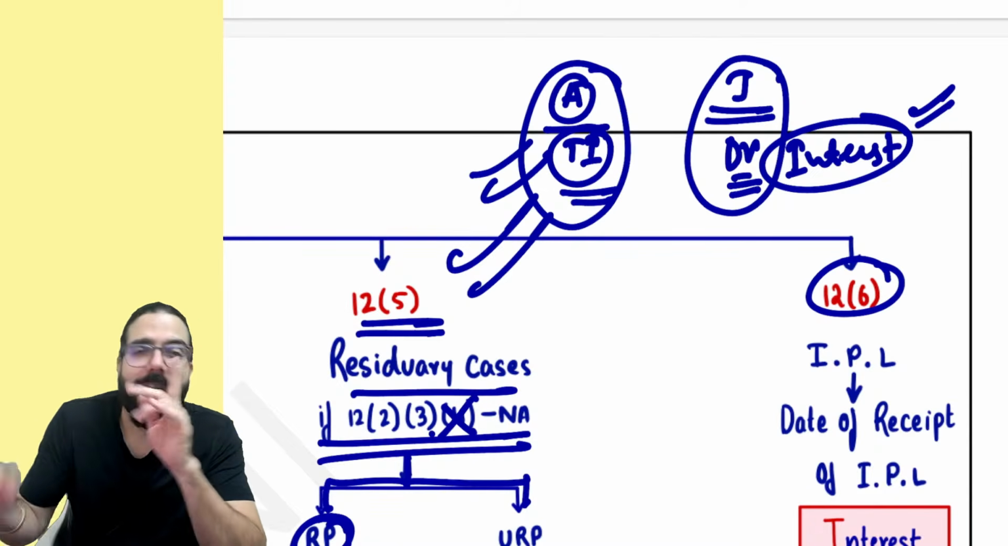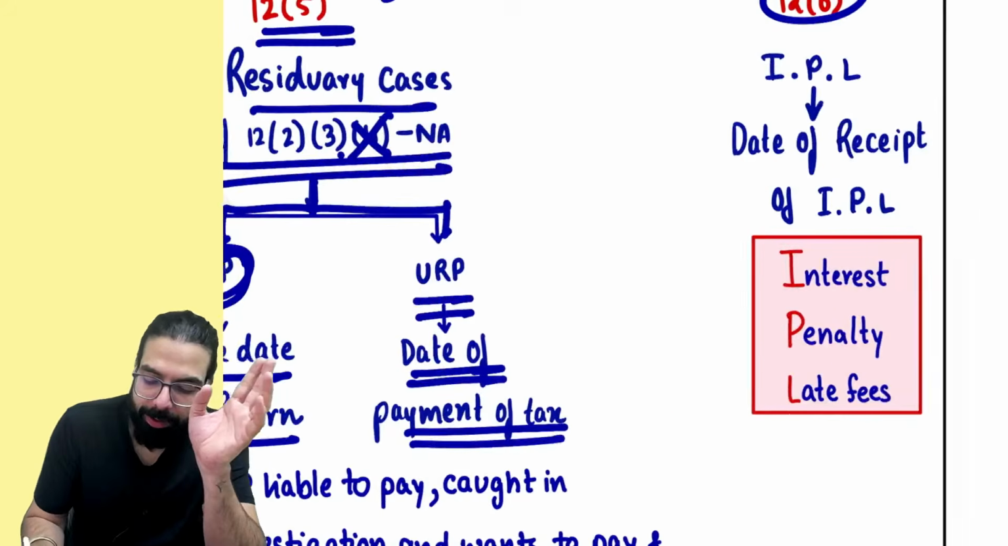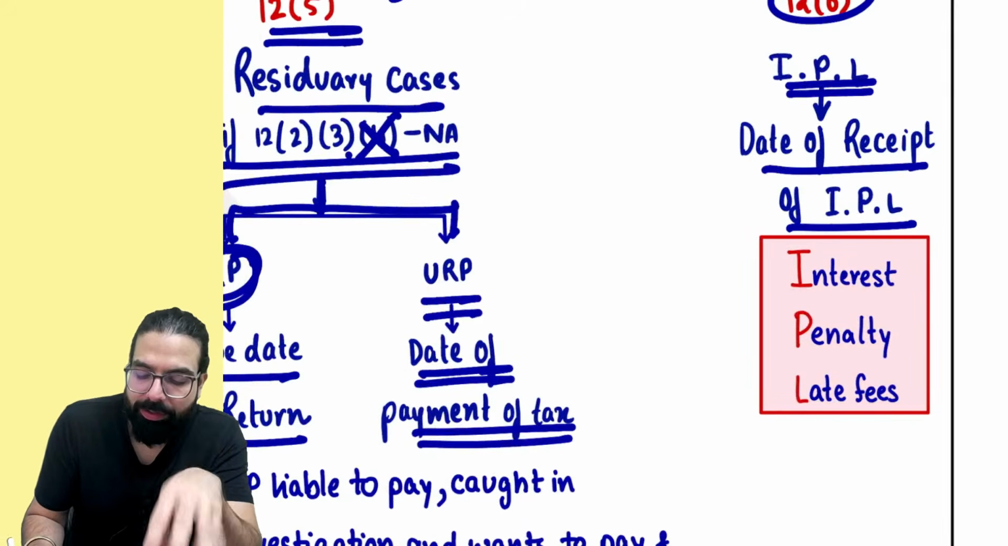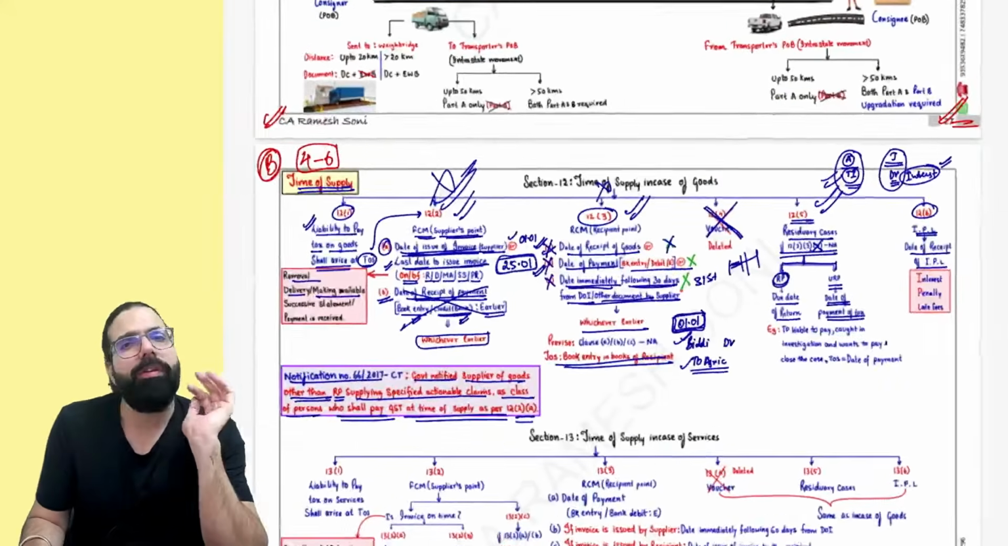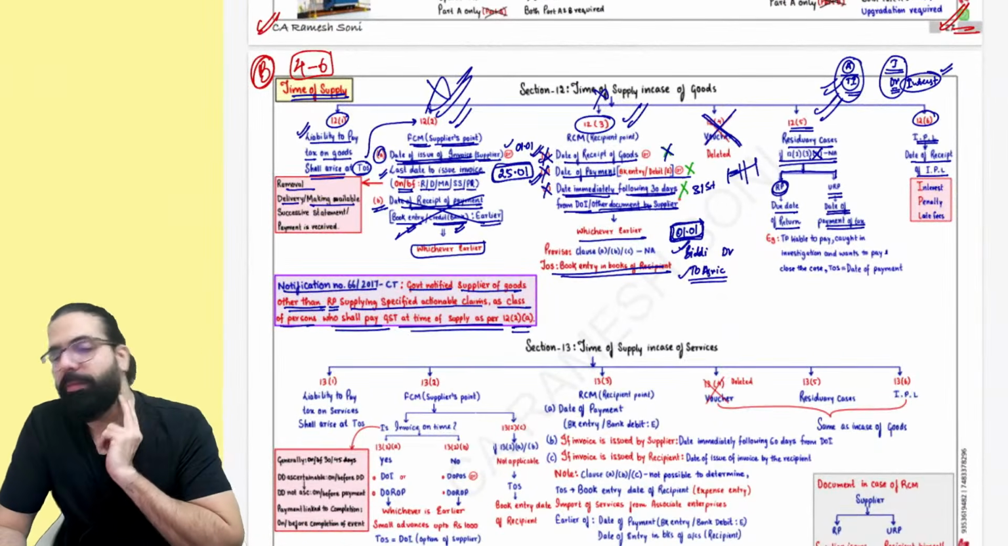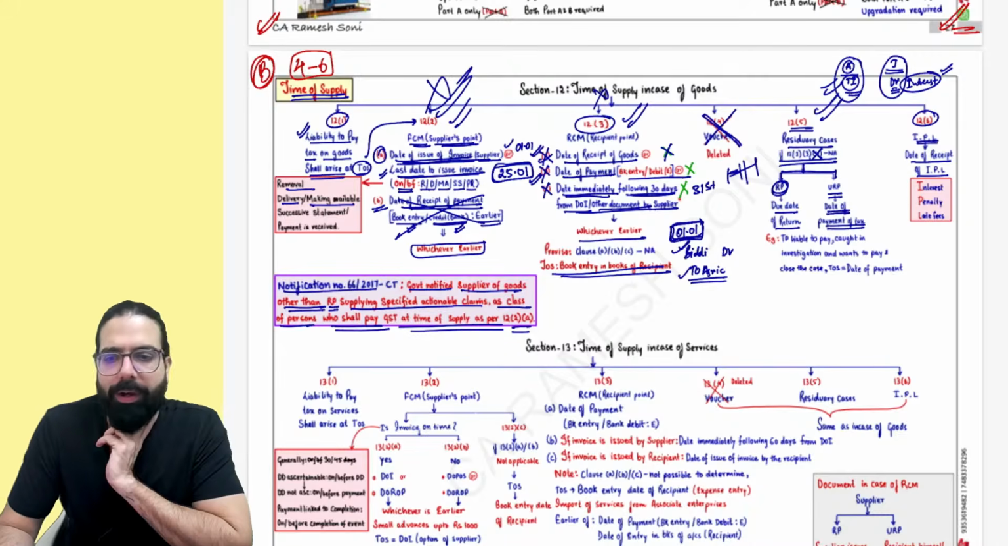Not liable to pay. Interest, penalty, and late fee. Always remember, interest, penalty, and late fee, the day you receive, that day is your liability date. If you don't receive, no liability. If you receive, the day you receive, that day is your liability date. Is my point clear to all of you?